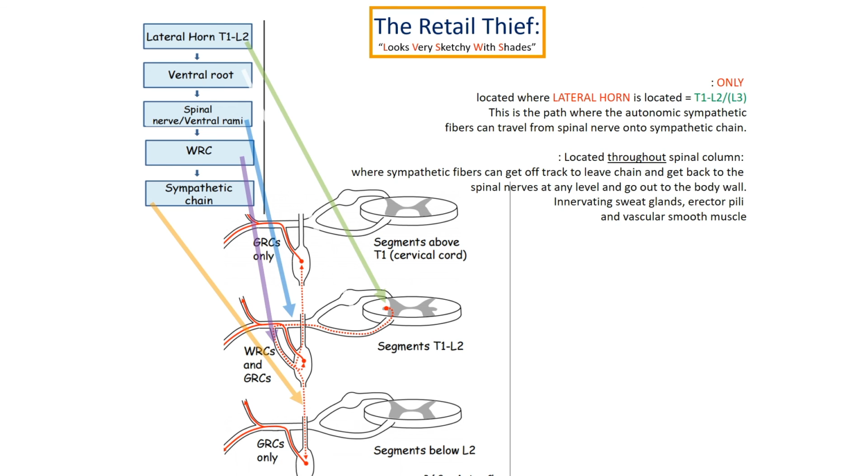Sorry for that little white thing that's coming down here. I'm going to redraw this. This arrow is coming right down to this guy and pointing it here. And so that's just the retail thief. That's the way I remember the flow of sympathetics out.